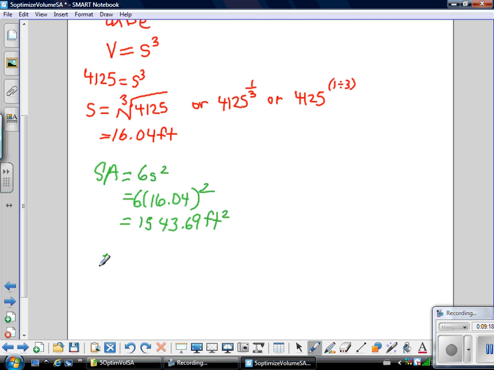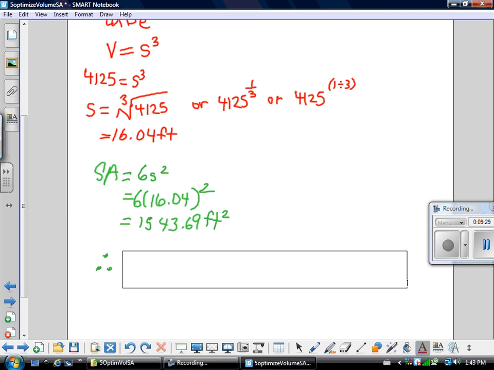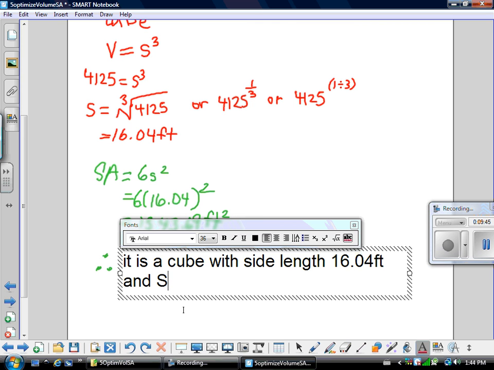Again, a little therefore, and again, I'm going to type it just because it saves time and memory. Therefore, it is a cube with side length 16.04 feet and surface area of 1,543.69 feet squared. Okay, that's the end of today's lesson.